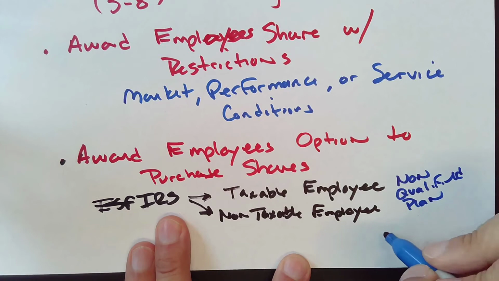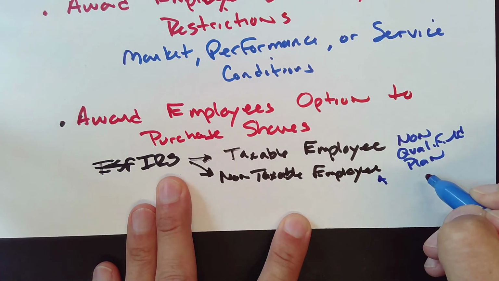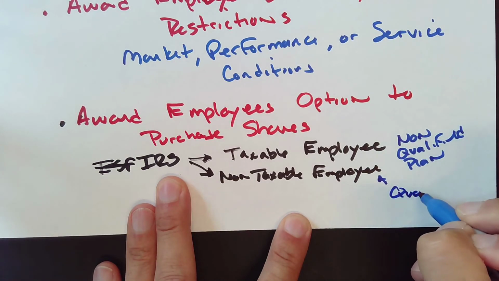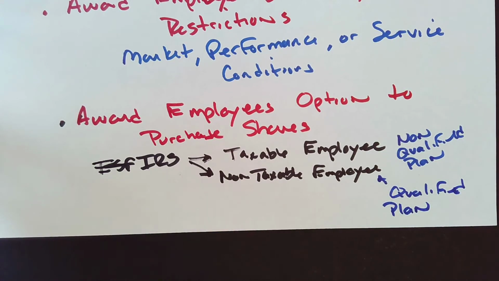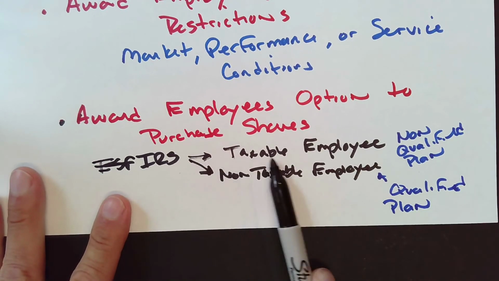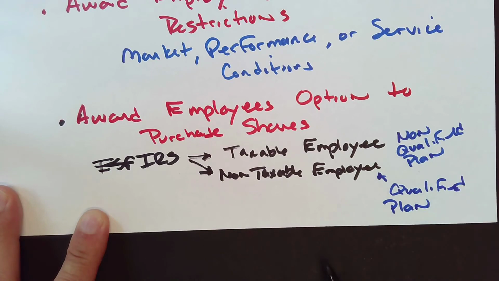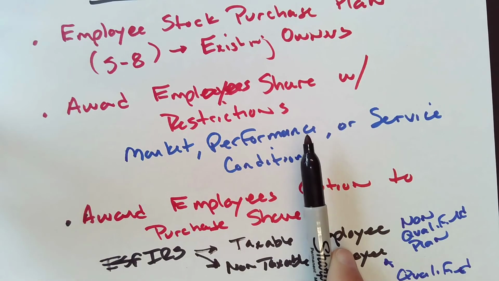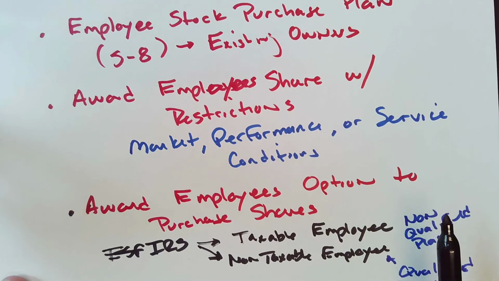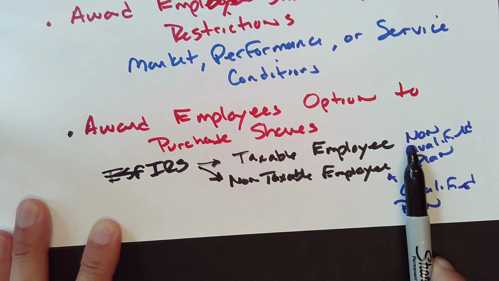Those are going to be, this is non-qualified. That's right, you guessed it. This is a qualified plan. And if it's taxable to the employee, then guess what? It's deductible for the company. It's a deductible expense for the company. It's still going to be an expense on the financial statements, but now it's a tax deductible expense.